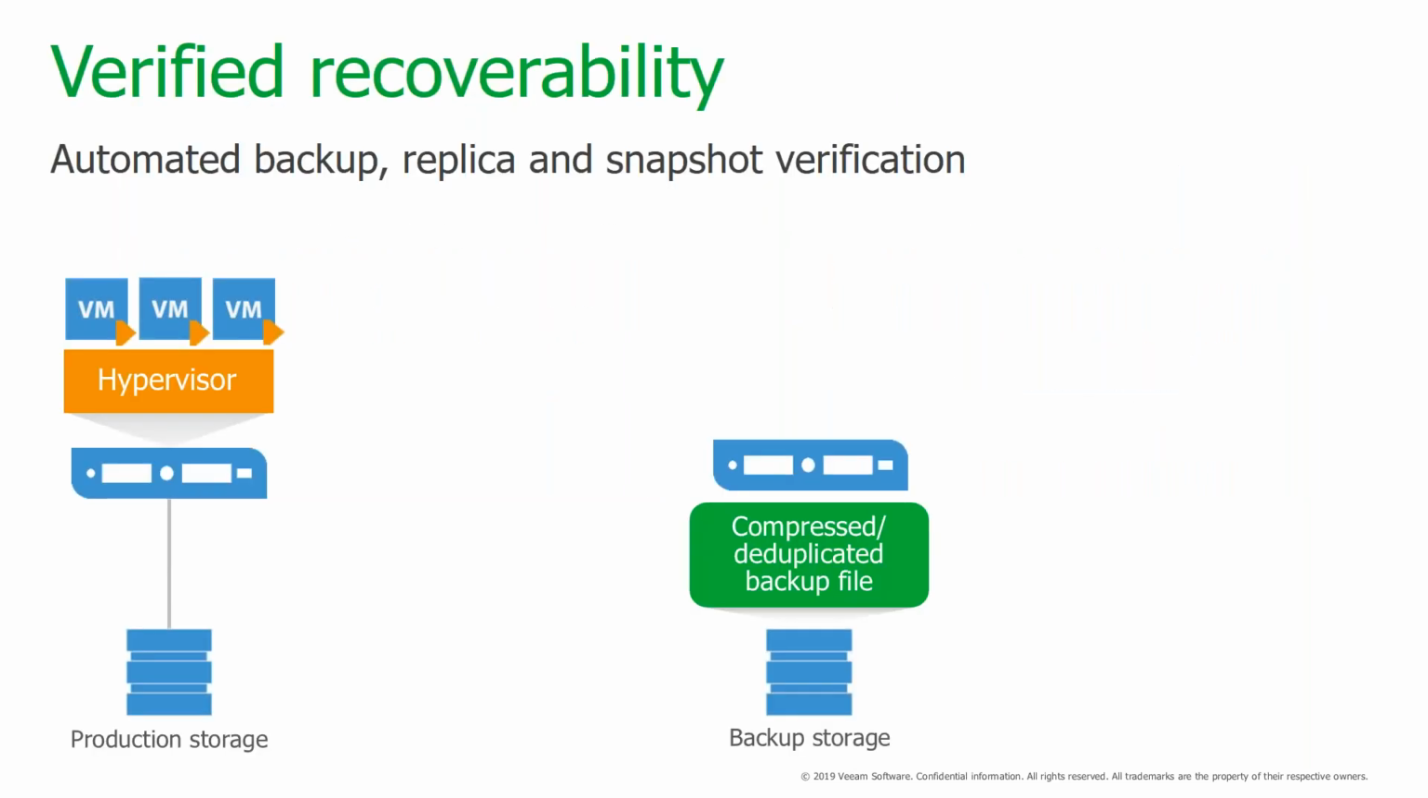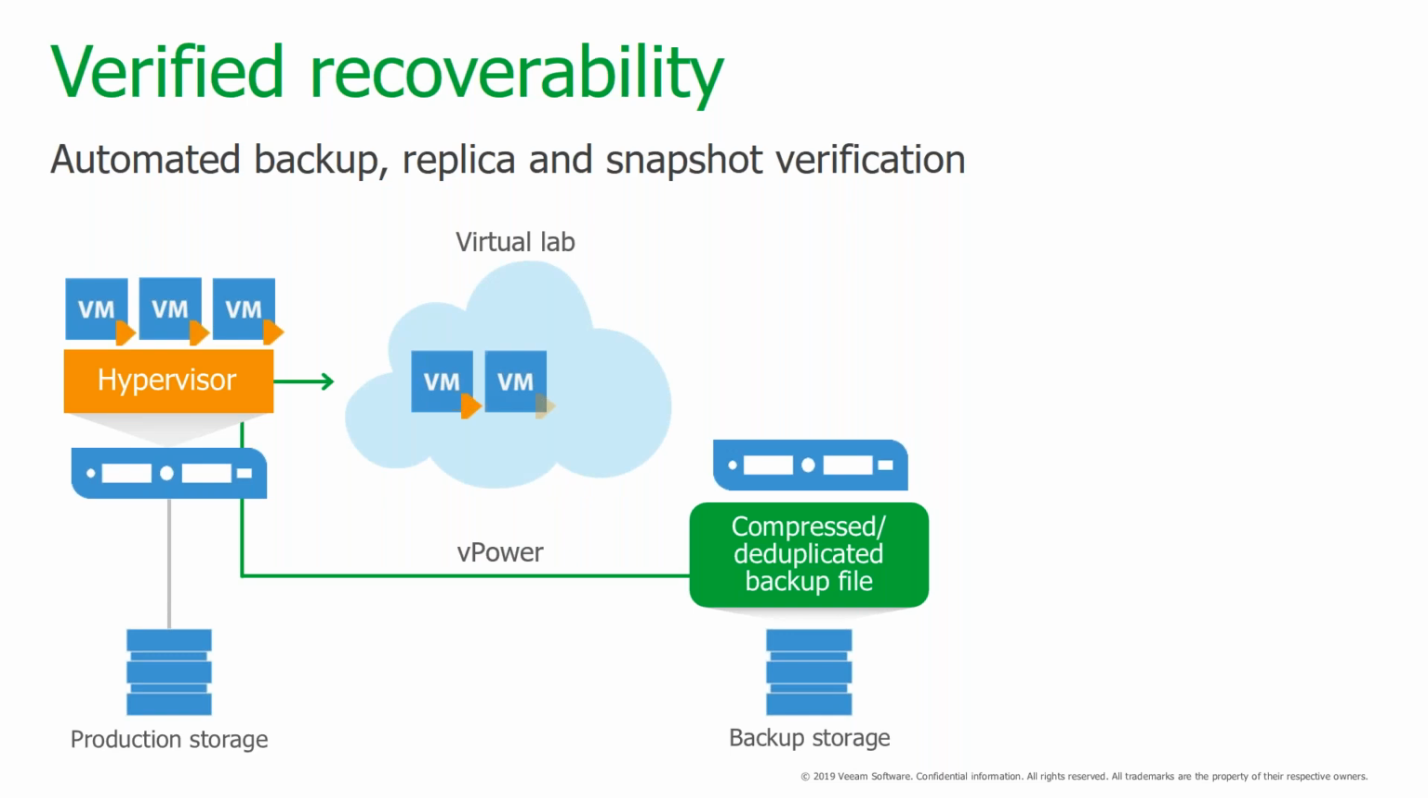Taking a little bit of a deeper dive here, what does this actually look like? You've got some production virtual machines running on your production storage. You're backing those up with Veeam off to some sort of backup storage where it's being compressed and deduplicated. With SureBackup, we can use the vPower portion of Veeam to power on that backup VM directly from the backup storage and put it in an isolated bubble, a virtual lab, if you will. And you can have more than one virtual machine in the lab, so you can test systems together if you need to.